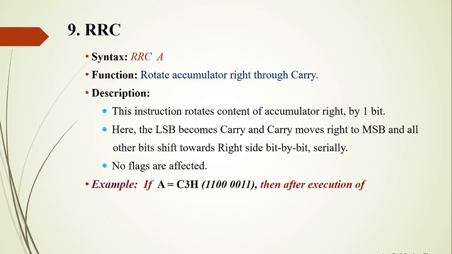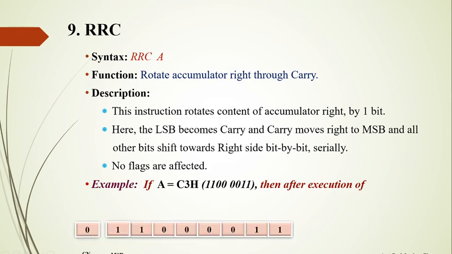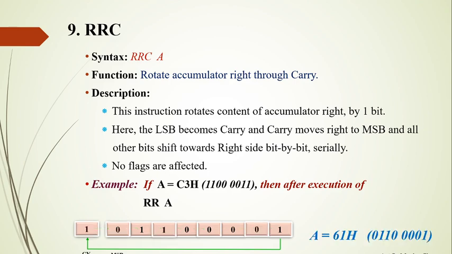So here carry flag is affected. So if A equal to C3H, then here the content of carry is 0 and content of A is 11000011. So after execution of the instruction RRC A, here LSB goes to carry, then carry moves to MSB and then all other bits shift towards right. Let's see. So LSB goes to carry, carry goes to MSB and all other bits are shifted towards right and we get A equal to 61H, that is 01100001.